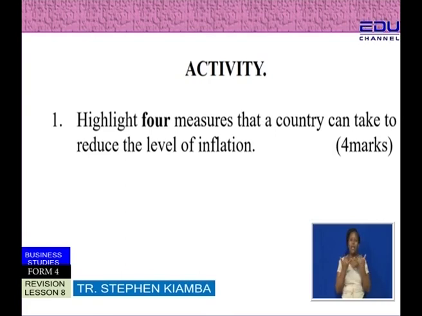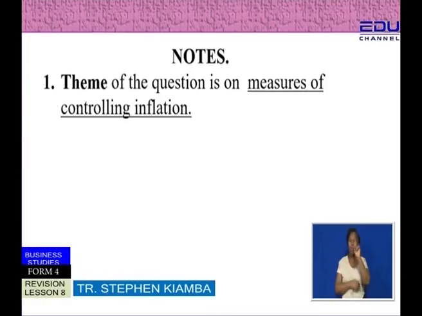Let us analyze or break this question down into bits so that we clearly get what is required of us from this question. Number 1, we need to identify the theme of the question. And the theme of the question is on measures of controlling inflation.